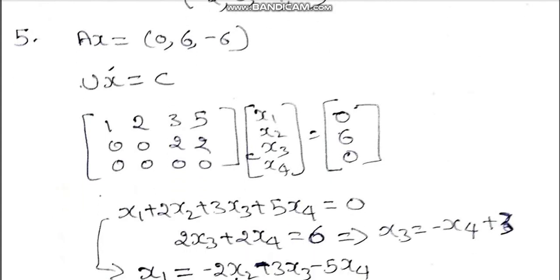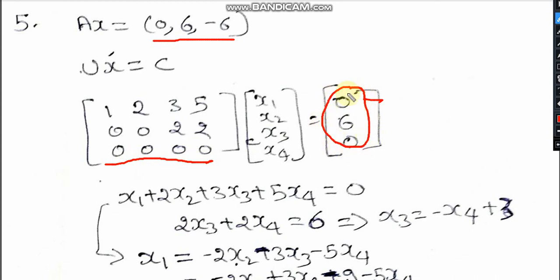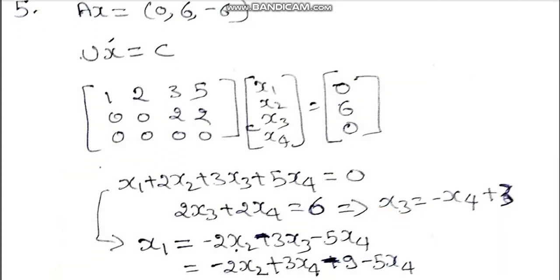Next, you have to solve Ux equals C, that is for the particular solution. Here the values of B have been given, and while doing the row operations when we are reducing A to U, the B values also change. So that changes to 0, 6, 0. Just write the same elements again in terms of the pivot variables.